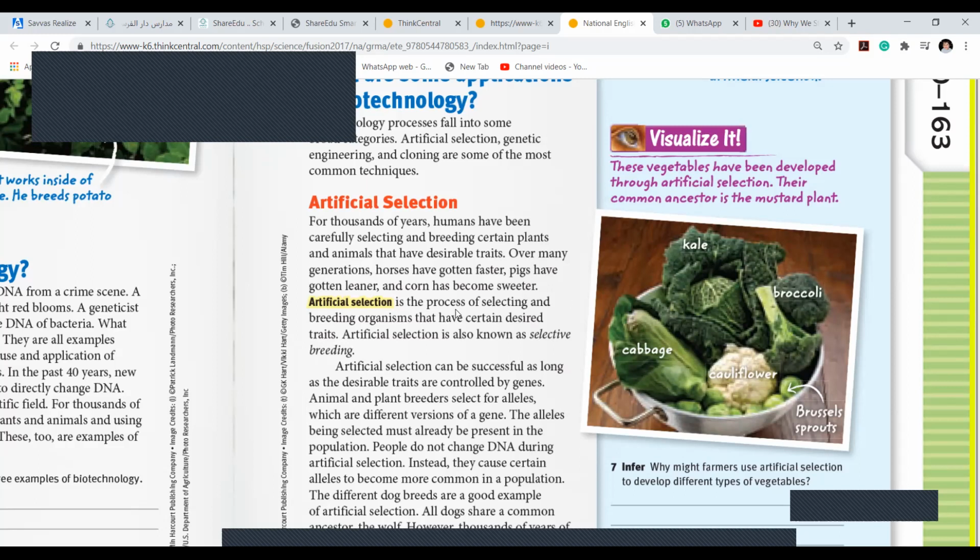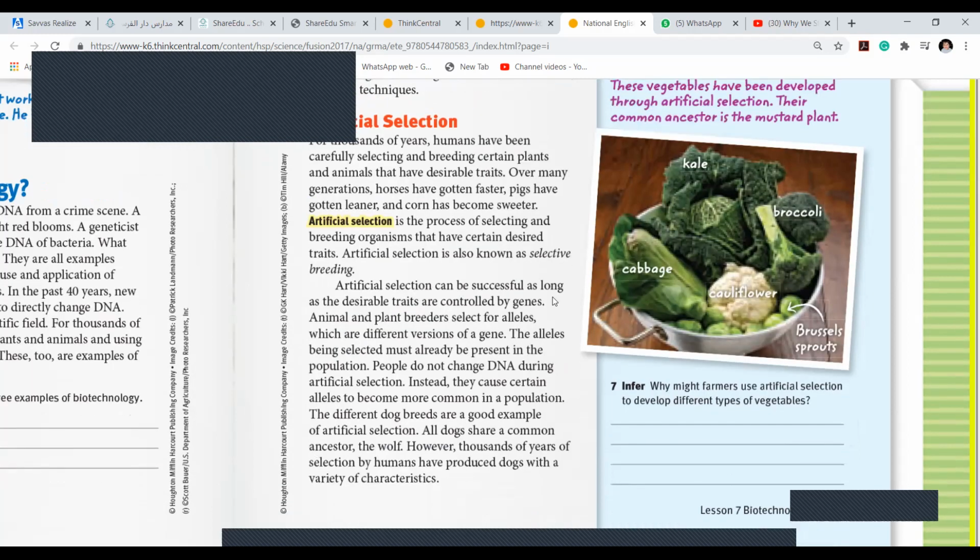So artificial selection is the process of selecting and breeding organisms that have certain desired traits. Like I want my plant to be purple in color. So what do I have to do? That's my selection. It's like desired traits. Artificial selection is also known as selective breeding. What is it called? It is called selective breeding, because you are the one who is planning and selecting it. Artificial selection can be successful as long as the desirable traits are controlled by genes. Only with genes do we call it artificial selection. I don't paint the apple and say, this is my artificial selection. No, it's with the genes, girls. You need to take out the DNA and then replace it. That's not an easy task. It's a very difficult task.